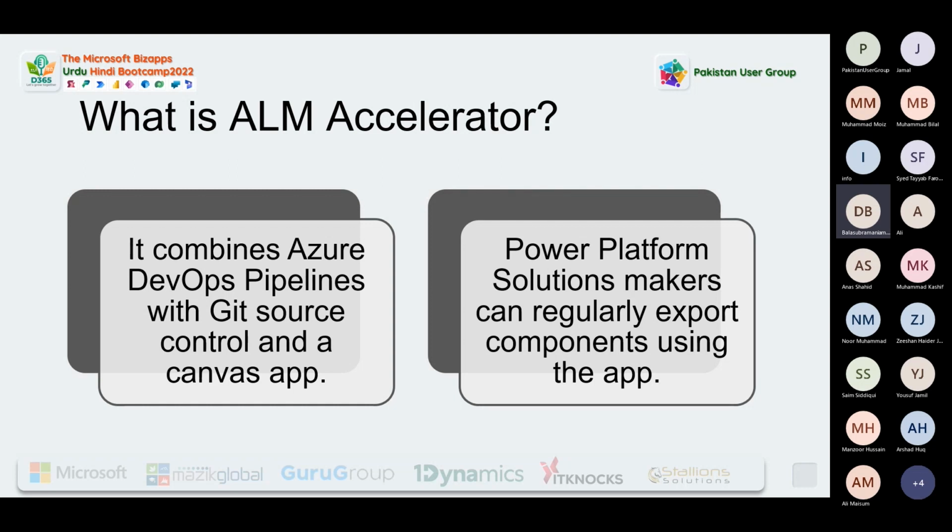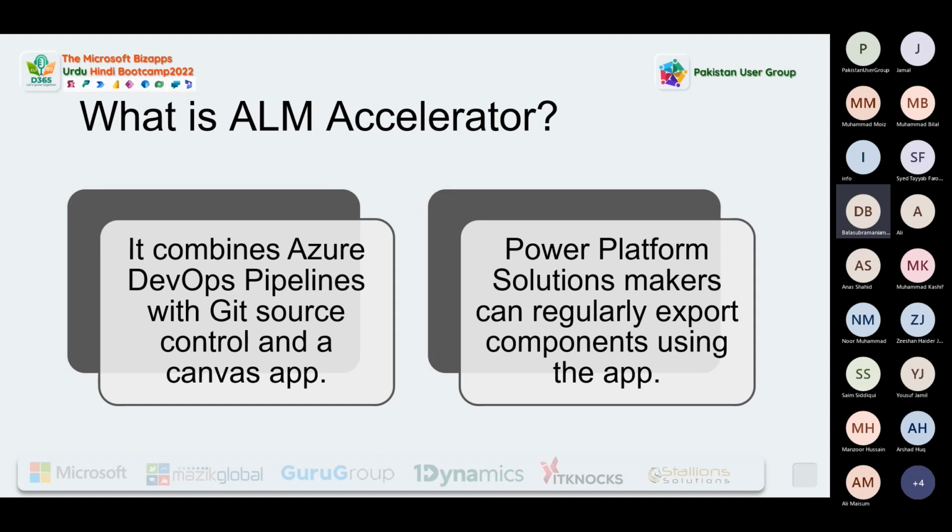So whenever the citizen developers or the pro developers complete the user story, they can go to this Canvas app and they can perform their commit a solution, deploy a solution, import a solution, or delete a solution. All those functionalities, they will be able to do from this ALM Accelerator.